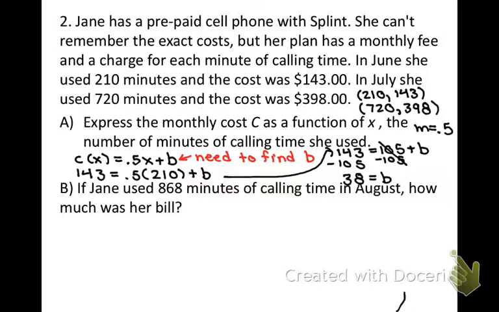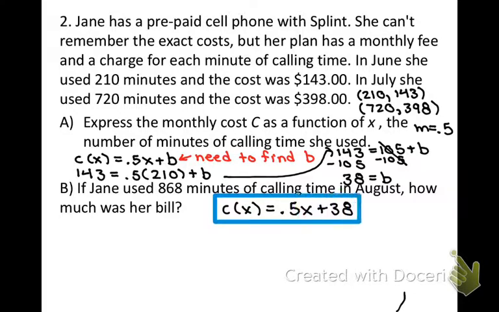Now, keep in mind, we haven't finished answering this question yet. We still have to write our cost function, but we now have our m value, our slope, and we have our b value, our y-intercept. So we can put all the pieces together now and write our final equation. So what we end up with for our equation is that C of x equals 0.5x plus 38. That right there is the answer to part A.